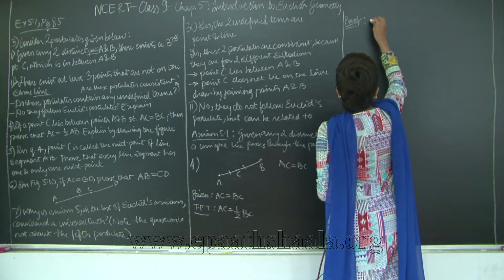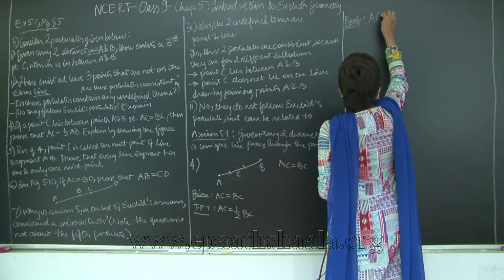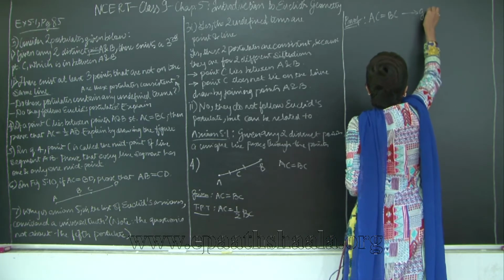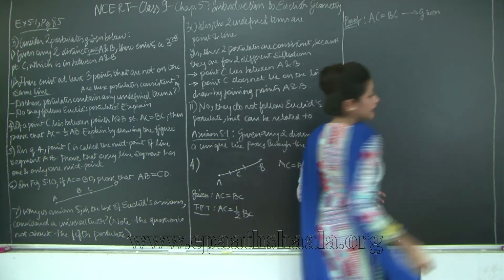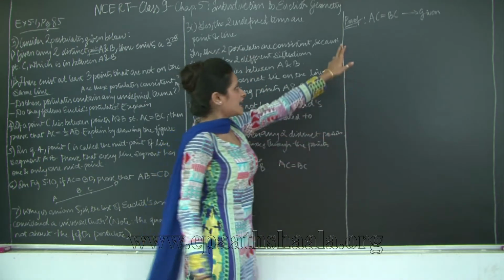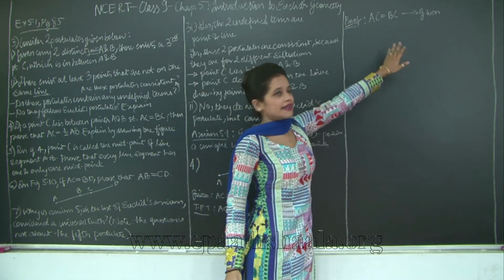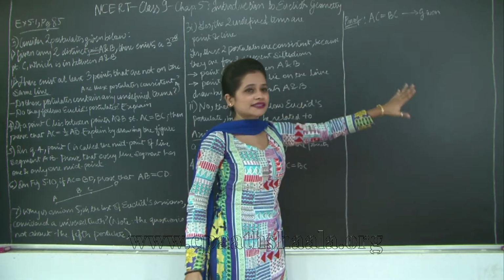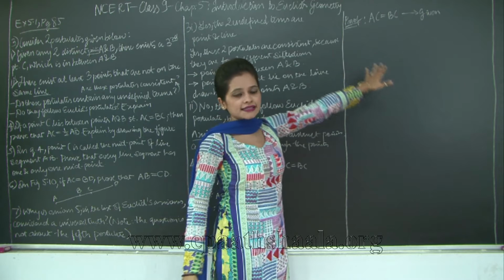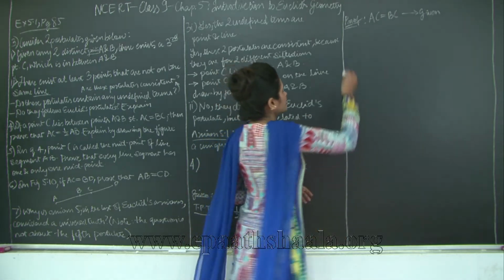AC is equal to BC. This is given, right? So AC is equal to BC, which is given. Now what I'm going to do is add AC on both the sides. If I'm adding the same term on both the sides, the equation will still be the same. It will be AC plus AC is equal to BC plus AC.